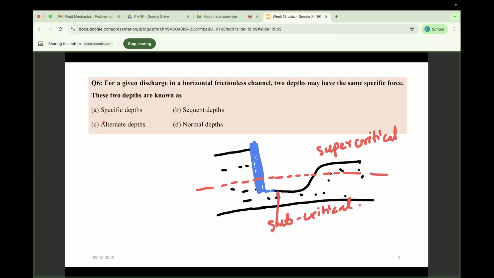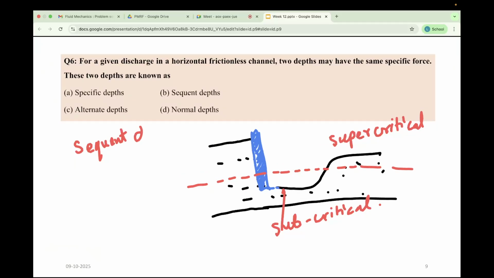Now if I talk about this term, what is this term? These are the specific depth. There is no such term as specific depth. So next is the sequent depth. So what is sequent depth? For this hydraulic jump, let us assume any two heights, one before this hydraulic jump and another after this hydraulic jump.